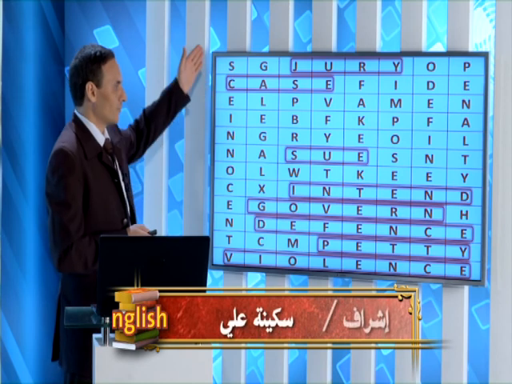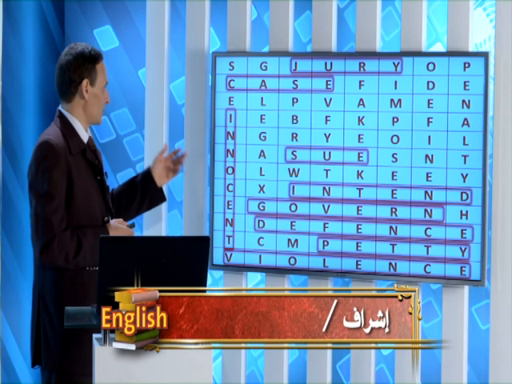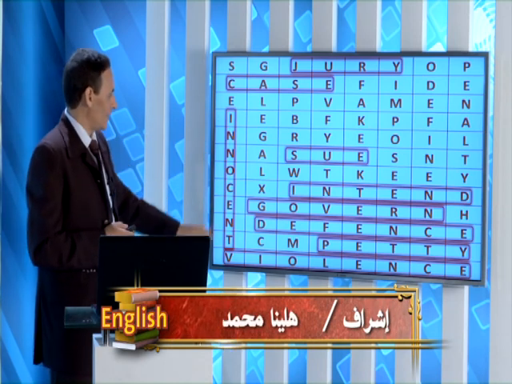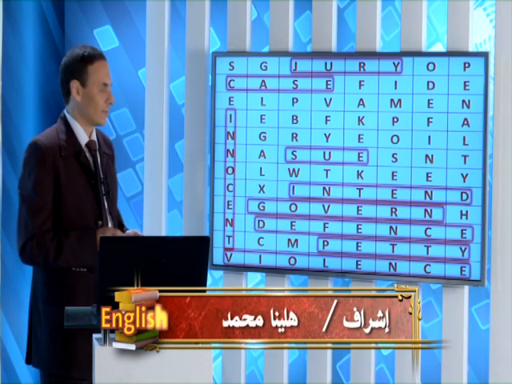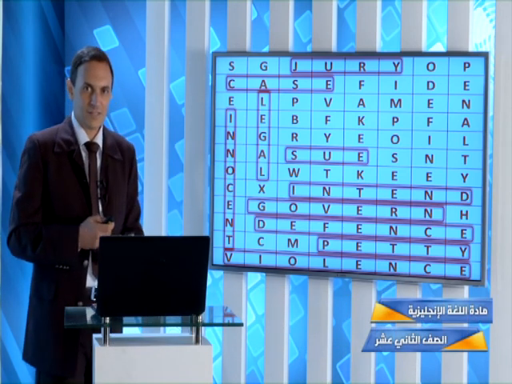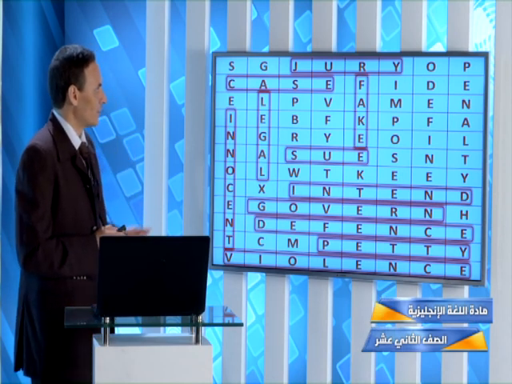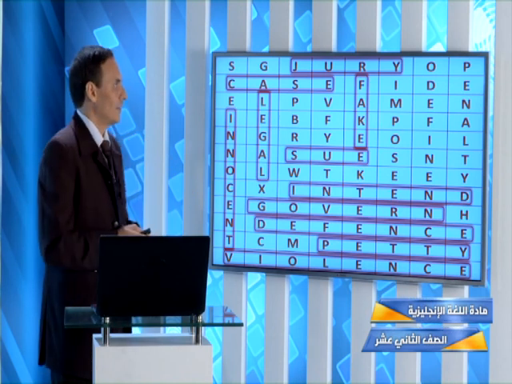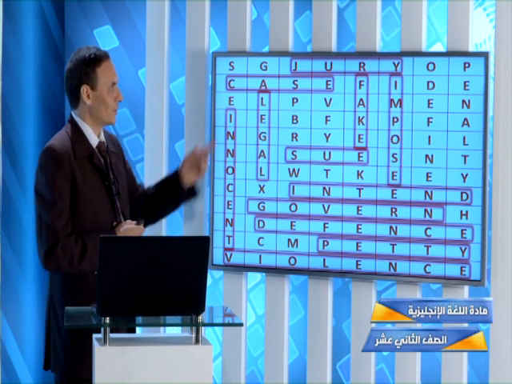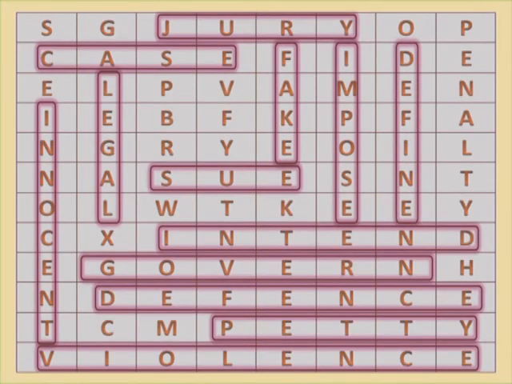Now we're going to move to find words which are down. Okay? So the first word that comes into my sight is the word innocent, which means not guilty. Next word is legal, an adjective that is derived from the noun law. Next word is the word fake. You can also find the word impose. And also there is the word define. And the last word is the word penalty.